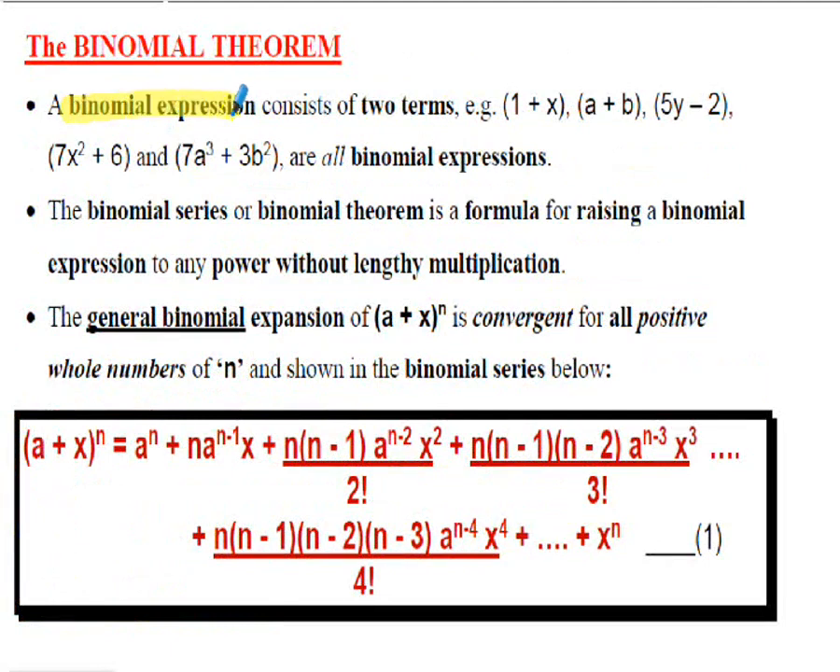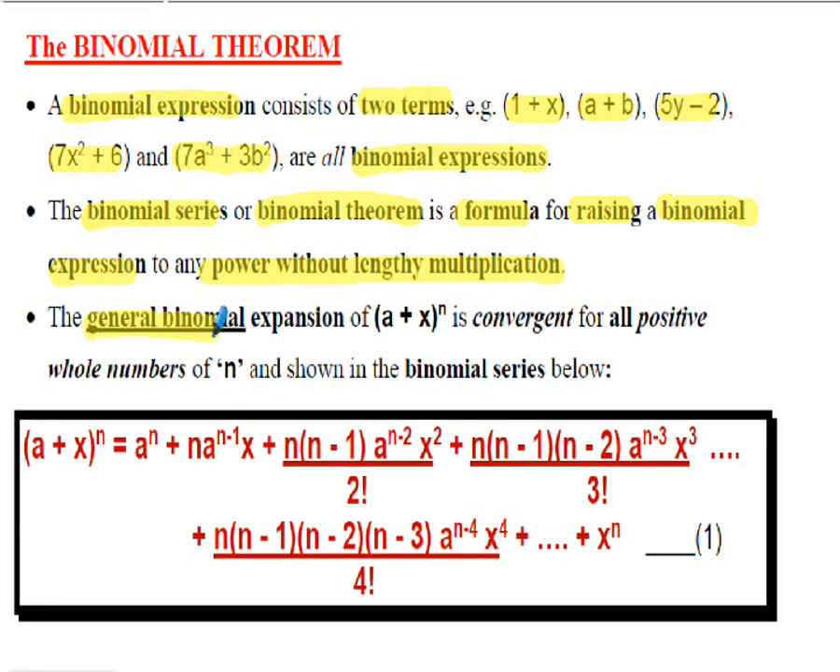A binomial expression consists of two terms, for example 1 plus x, a plus b, 5y minus 2, 7x squared plus 6, 7a cubed plus 3b squared. They're all binomial expressions. The binomial series or binomial theorem is a formula for raising a binomial expression to any power without lengthy multiplication.